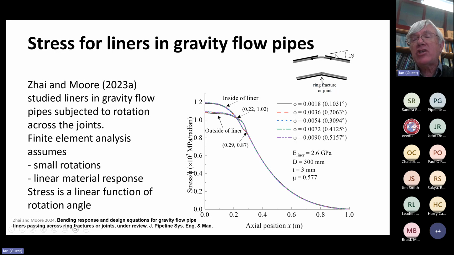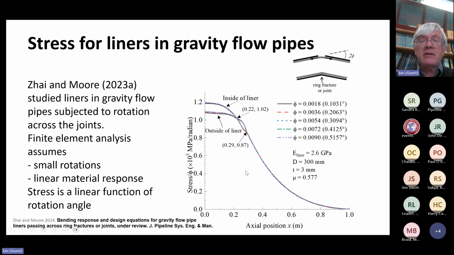We're looking at a rotation on either side of that of phi, or if you like, a total joint rotation of 2 phi. This first set of results shows us the local axial stress that develops, normalized by that rotation angle in radians. For this particular liner system, here's the modulus of the liner and some of the characteristics of this particular case that we've studied, and the way that stress varies away from that joint.